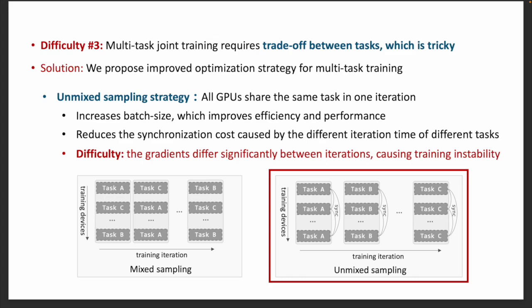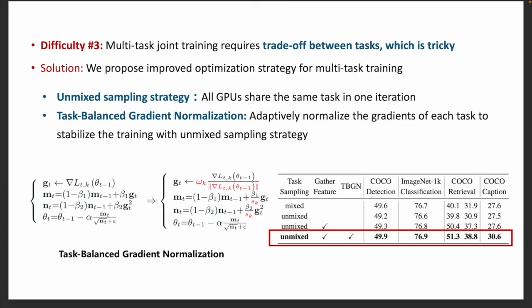However, since different iterations are doing completely different tasks, the gradients differ significantly between iterations, which causes training instability. To mitigate this issue, we propose task-balanced gradient normalization, which adaptively normalizes the gradients of each task to stabilize the training with unmixed sampling strategy. With this technique, we can employ the advantage of efficient large batch size training, and the experiments show the performance is improved with the unmixed sampling and task-balanced gradient normalization.